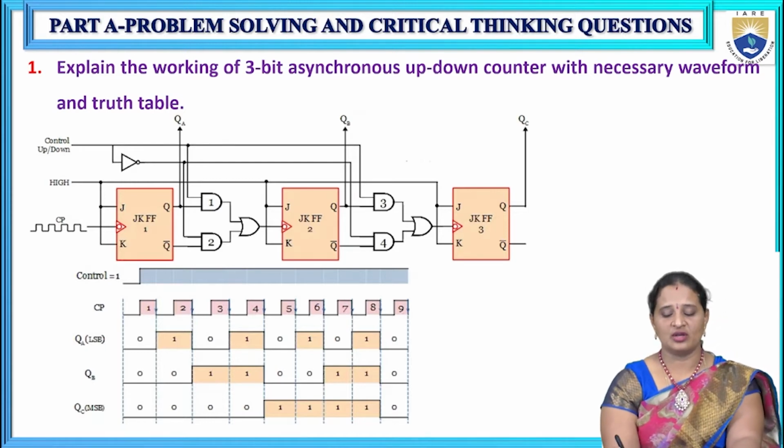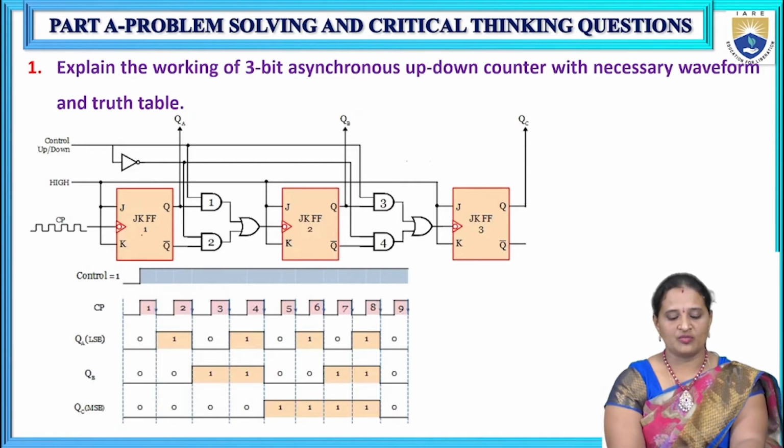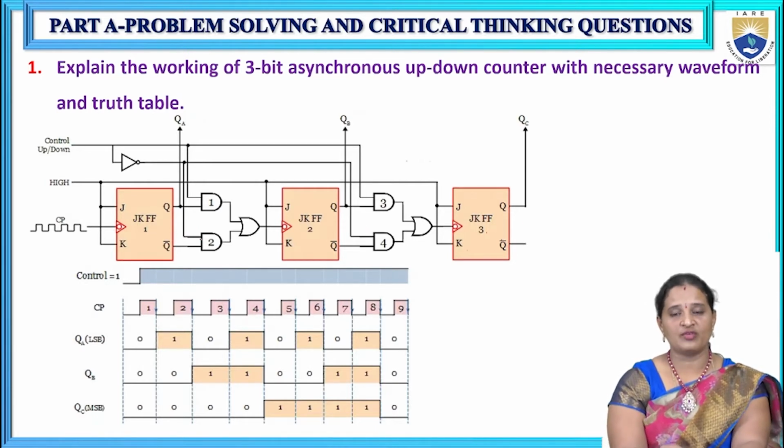So this is the up-down counter, where we have 3 flip-flops here. Those are of JK type: JK flip-flop 1, 2, 3. Along with the flip-flops, in order to drive the clock of the other flip-flops, we have some AOI logic. So this is the AOI logic, which is giving the clock input to the flip-flop here.